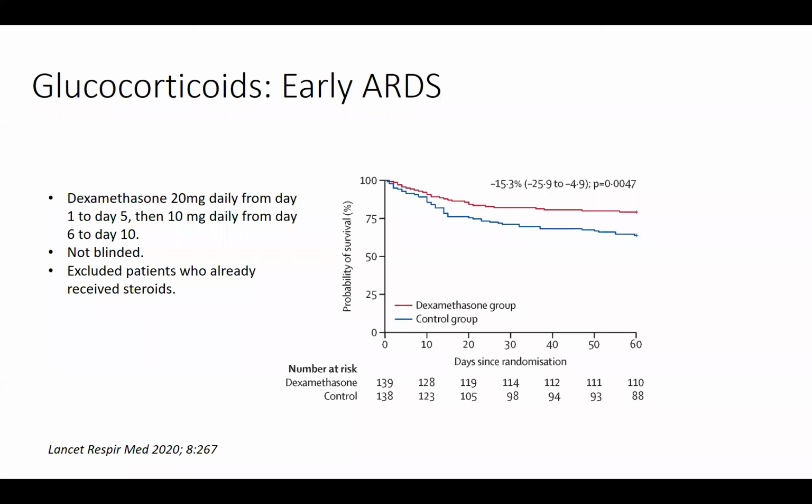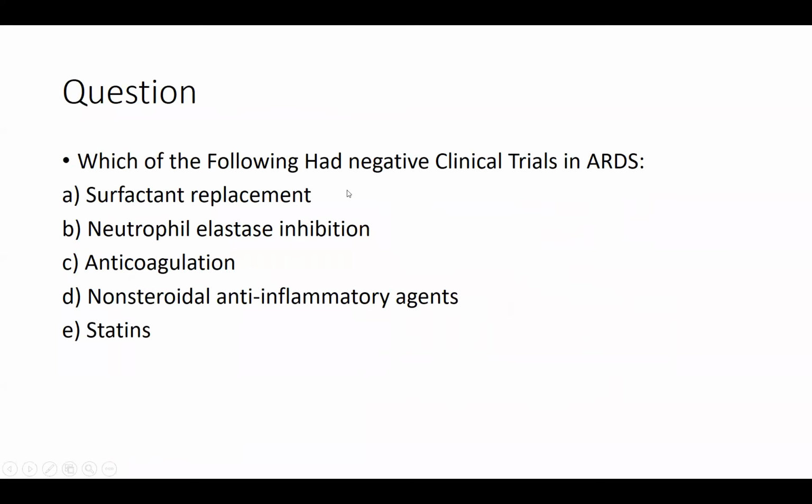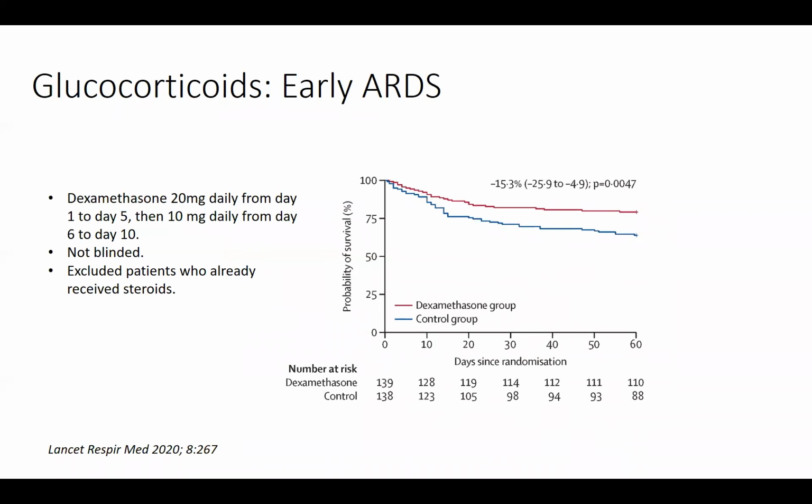More recently, this is dexamethasone, 20 milligrams daily, which is a high dose still, because this is dexamethasone. For 5 days, followed by 10 milligrams for another 5 days. It was not a blinded study, and it excluded patients who were already getting steroids. And it did show actually a survival benefit. So dexamethasone in this study showed improvement in outcome.